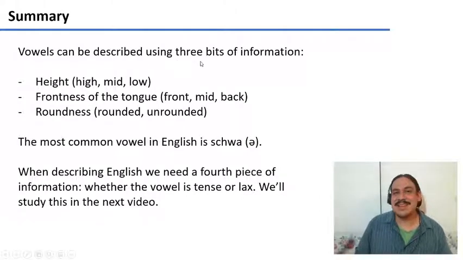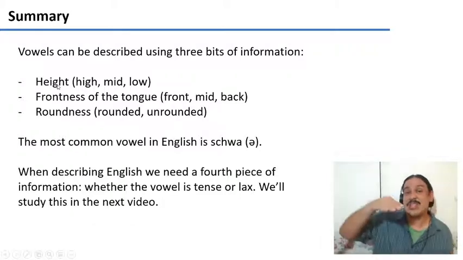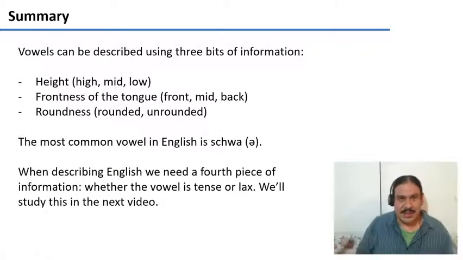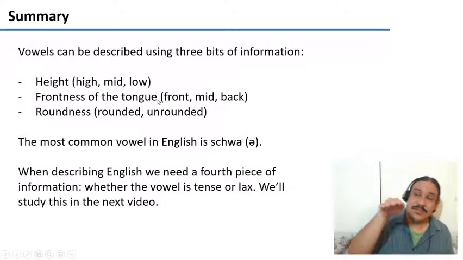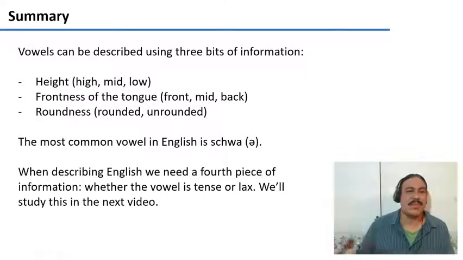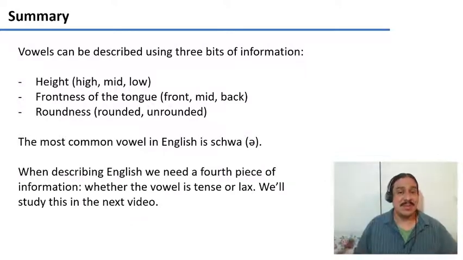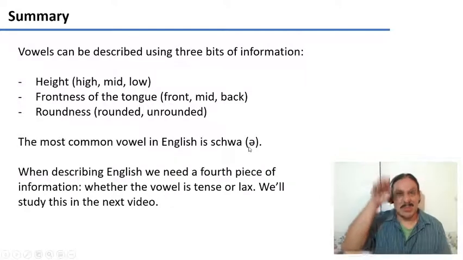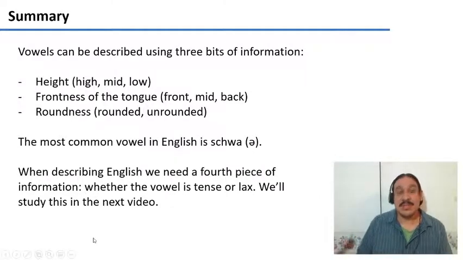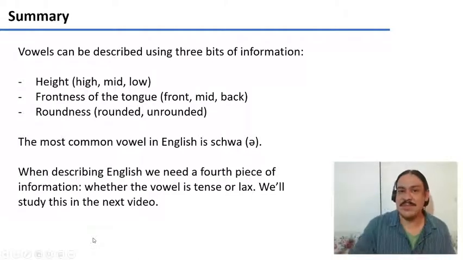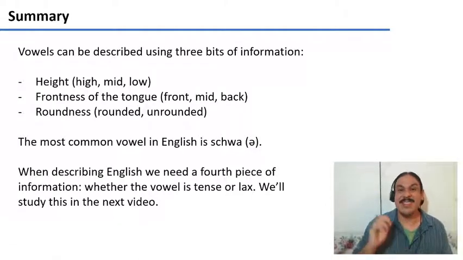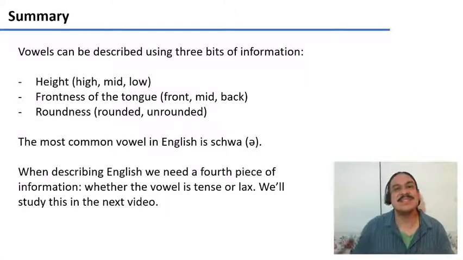Vowels can be described, again, using three types of information. Their height, the height of your tongue, whether it's high, mid, or low. The frontness of your tongue, whether the tongue is towards the front, mid, or back. And the roundness of your lips, whether your lips are rounded or not when you produce it. The most common vowel in English is a schwa, which is sort of in the middle. It's mid-height and mid-frontness-backness. When describing English, we're going to need a fourth piece of information, which is whether our muscles are lax or tense. That's what we'll study in the next video.